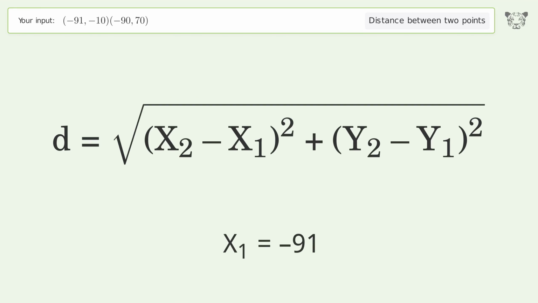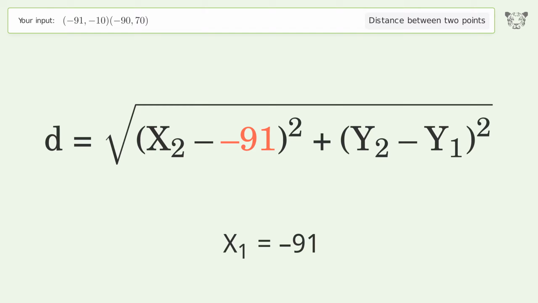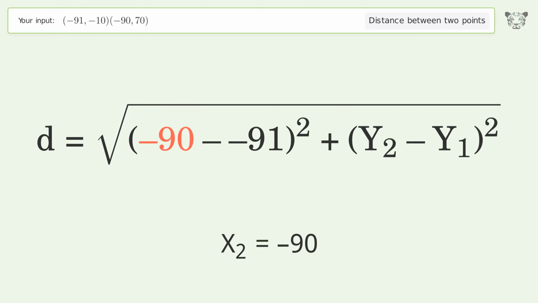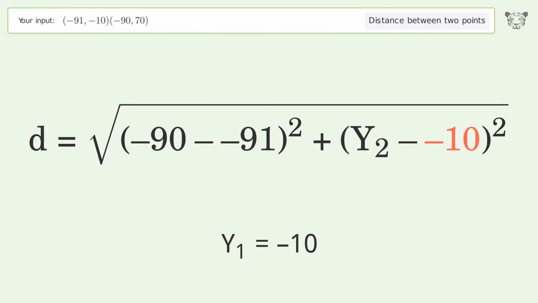x1 equals -91. x2 equals -90. y1 equals -10. y2 equals 70.